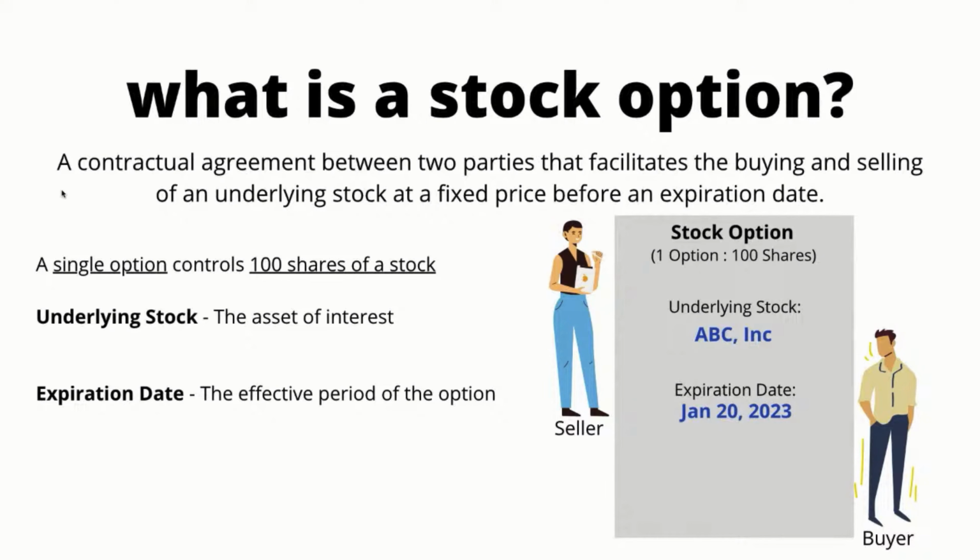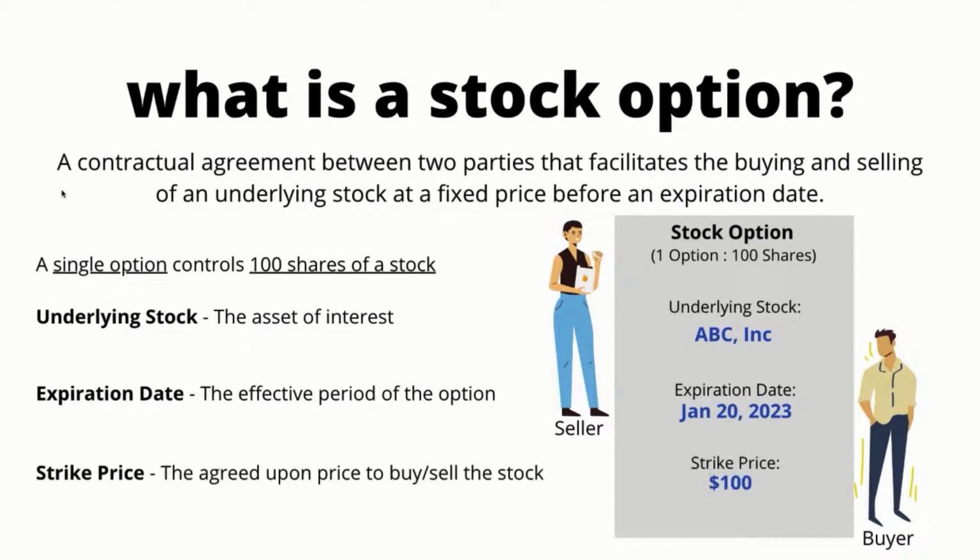And so it does have that start and end date in there. And the last thing I want to mention about a stock option is something called the strike price. Now, this is the agreed upon price to buy or sell the underlying stock, right? So if we take a look at this little graphic here, we see that there's a seller and a buyer that had entered into this contractual agreement, this stock option, and it's relating to this company called ABC Incorporated. So it's for 100 shares of ABC Incorporated.